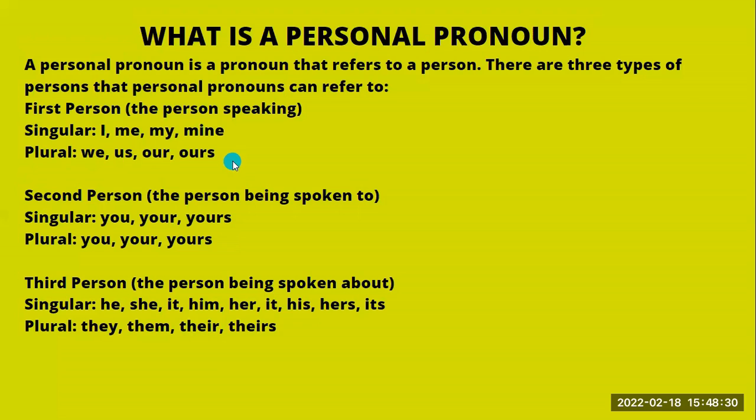So when the speaker is referring to himself, he uses I or me, as the case may be. All right? Now, if he is referring to himself and some other persons, then he uses the plural form we. All right?